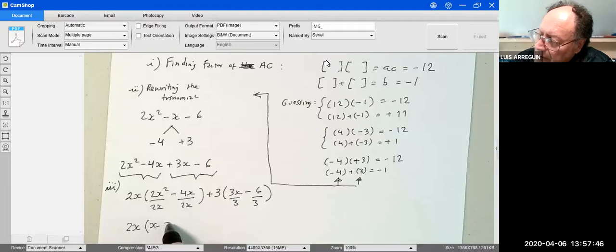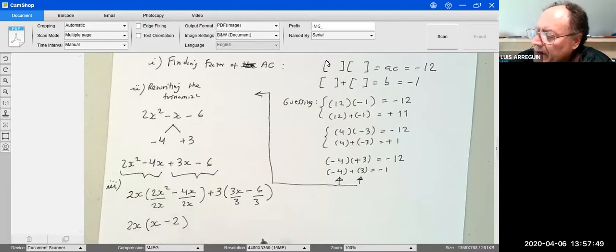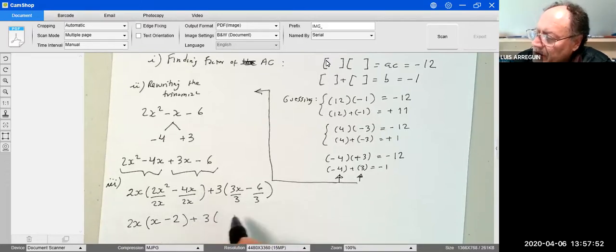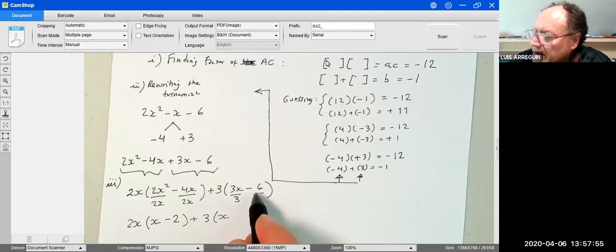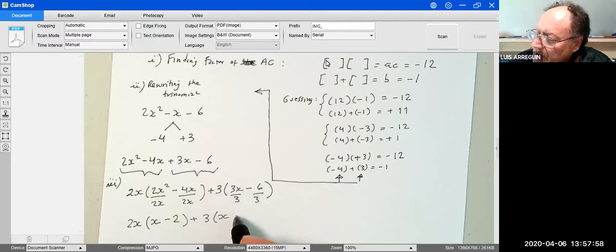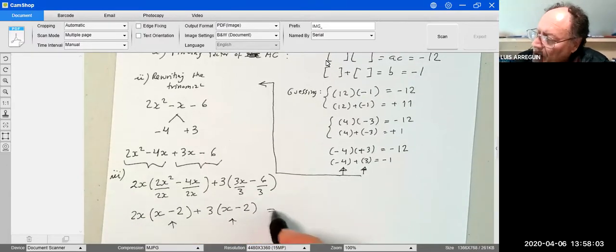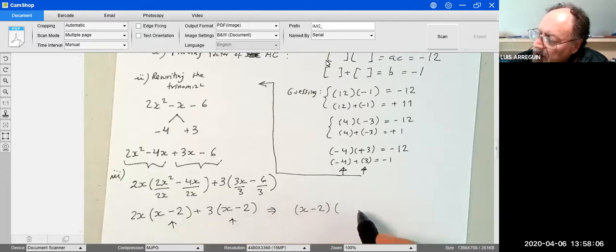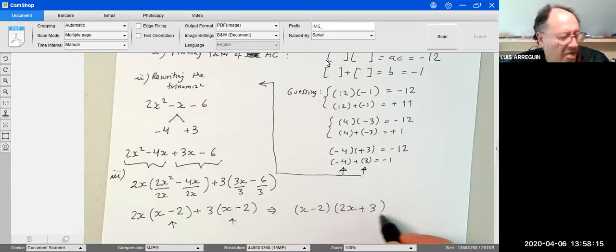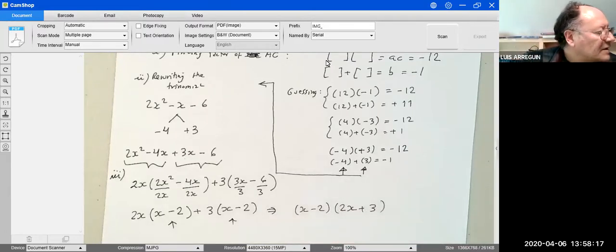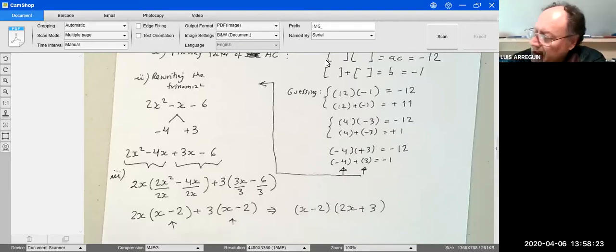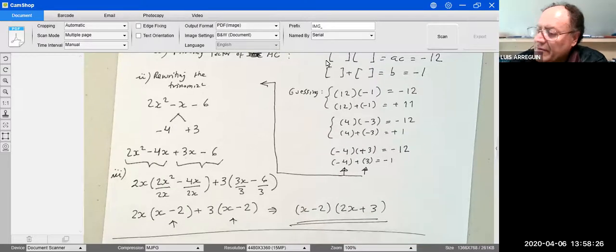Negative 4 over 2 is going to be negative 2. X over x is just 1. Plus 3. 3 over 3 is 1, so I end up with x only. And negative 6 over positive 3 is going to be negative 2. So I'm getting my common binomial again. My common binomial is x minus 2, and the binomial created by using the greatest common factors is going to be 2x plus 3. So that's example 4: 2x plus 3 and x minus 2. So we are getting the answer that you have in your book.